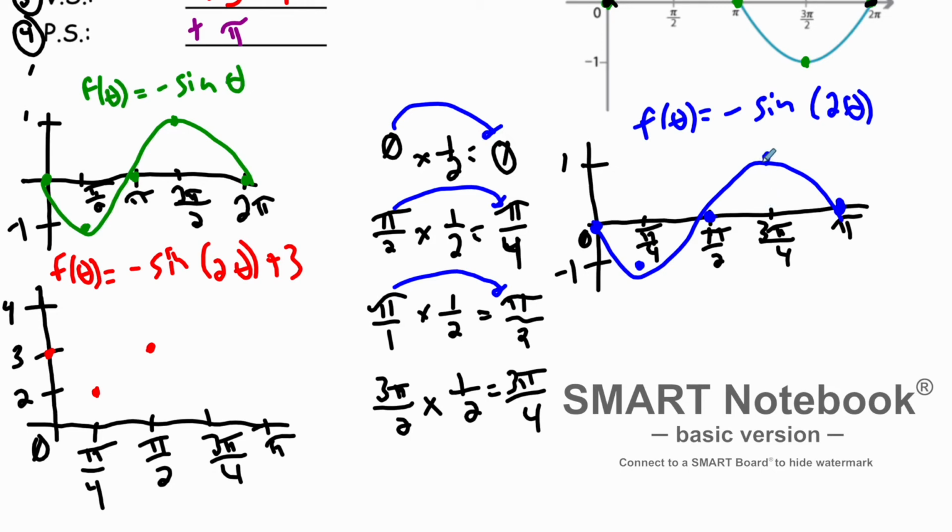Next up, 3 pi over 4 was at 1, while 1 plus 3 gives me 4. And the last one, pi, was at 0. 0 plus 3 gives me 3. And like I've been saying, each of these steps is pretty straightforward math. You know, adding 3, that's not hard. Multiplying by 1/2, that's not too difficult, especially since you can use a calculator. Just remember to leave pi out of it and bring it back in later.